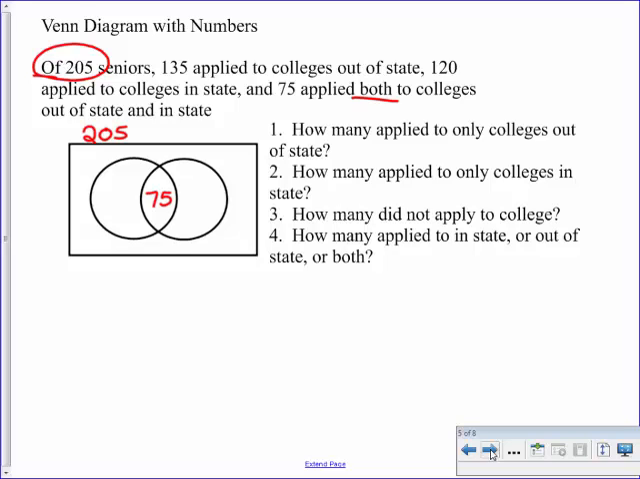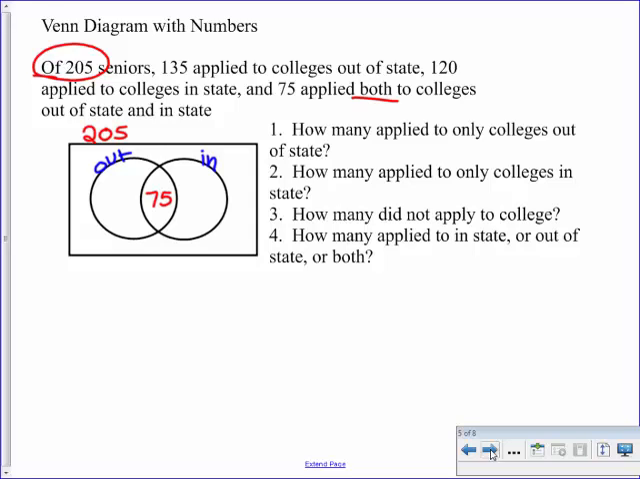So we'll go ahead and label that out and edit. All right, should we answer the questions first or finish filling in the diagram? Let's go ahead and fill in the diagram, so it makes the questions a lot easier if everything's filled in.